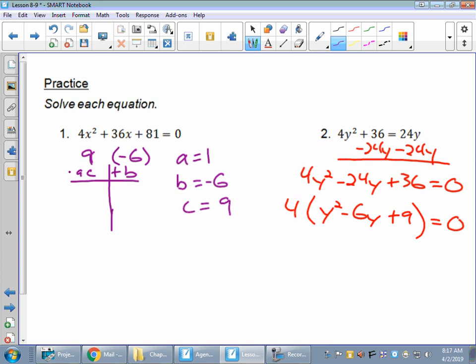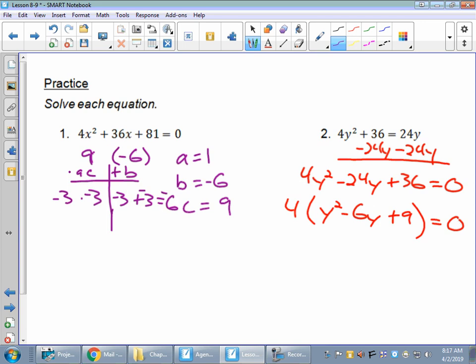So in this case, what I'm trying to do is find what times what equals 9. Well, it would be 3 times 3 is the first thing that comes to my mind. But when I add those up, I get 6. Okay, well, I would need a negative 6. So how can I do that? Again, if I change it to both negatives, it still gives me a positive 9 when I multiply. And if I have negative times a negative plus a negative, I'm going to get a negative 6.